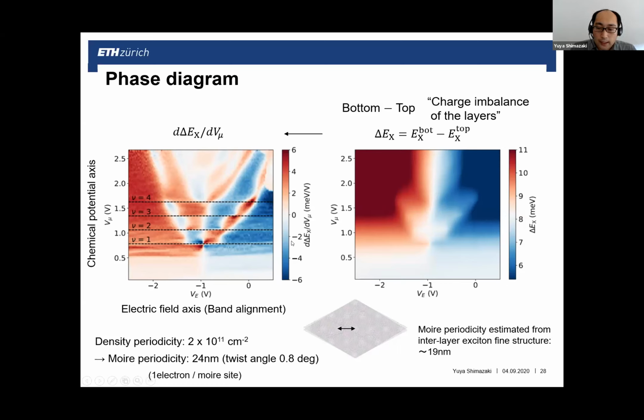And also, we can roughly estimate the Moire periodicity from the multiple interlayer exciton fine structure, which I have shown before, and which is about 19 nanometers roughly, which shows a roughly good agreement.